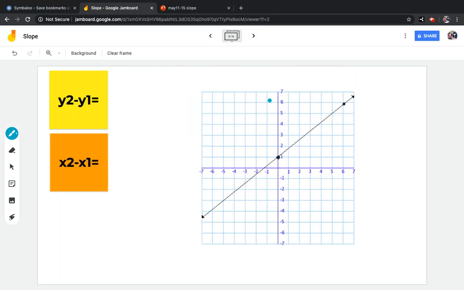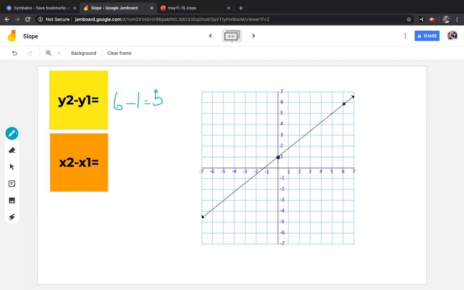Now let's work on a positive slope first of all. So let's look. We have a point right here and a point right here. Well, this is my first point if I'm reading it from left to right, and this is my second point. So my second y would be at 6. My first y is at 1. So I'm going to subtract that and I'll get 5.